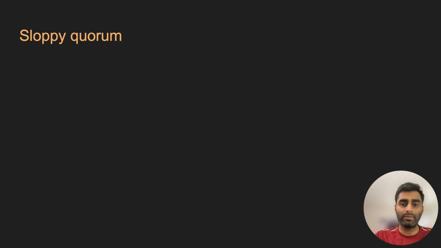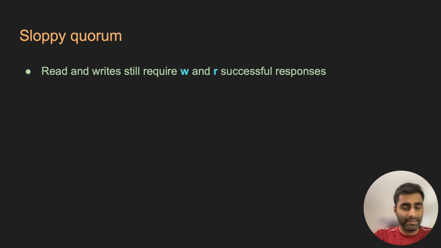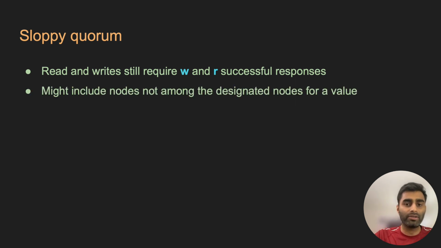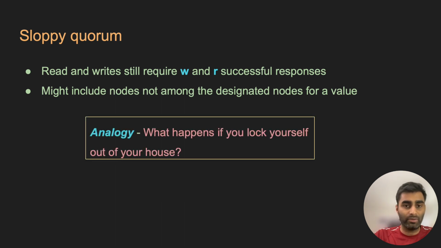In a sloppy quorum, writes and reads still require W and R successful responses, so the quorum condition still holds, but those may include nodes which are not among the designated N home nodes for a value. By analogy, if you lock yourself out of your house, you may knock on your neighbor's door and ask whether you may stay on their couch temporarily. This is what we do in a sloppy quorum also: we temporarily place the value on some other node that's not the home node for that value.